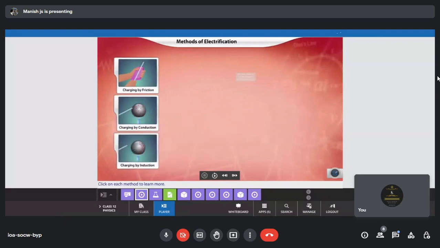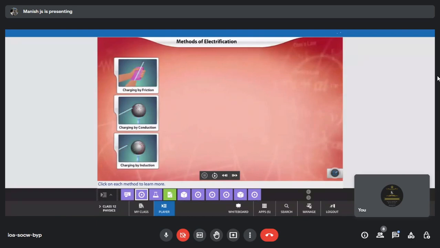So in charging, we have three different methods. One is charging by friction, which we already learned. By using a glass rod and a silk cloth, when we rubbed them against each other, by friction, we are able to charge the rod as well as the silk cloth. So that is friction, charging by friction.